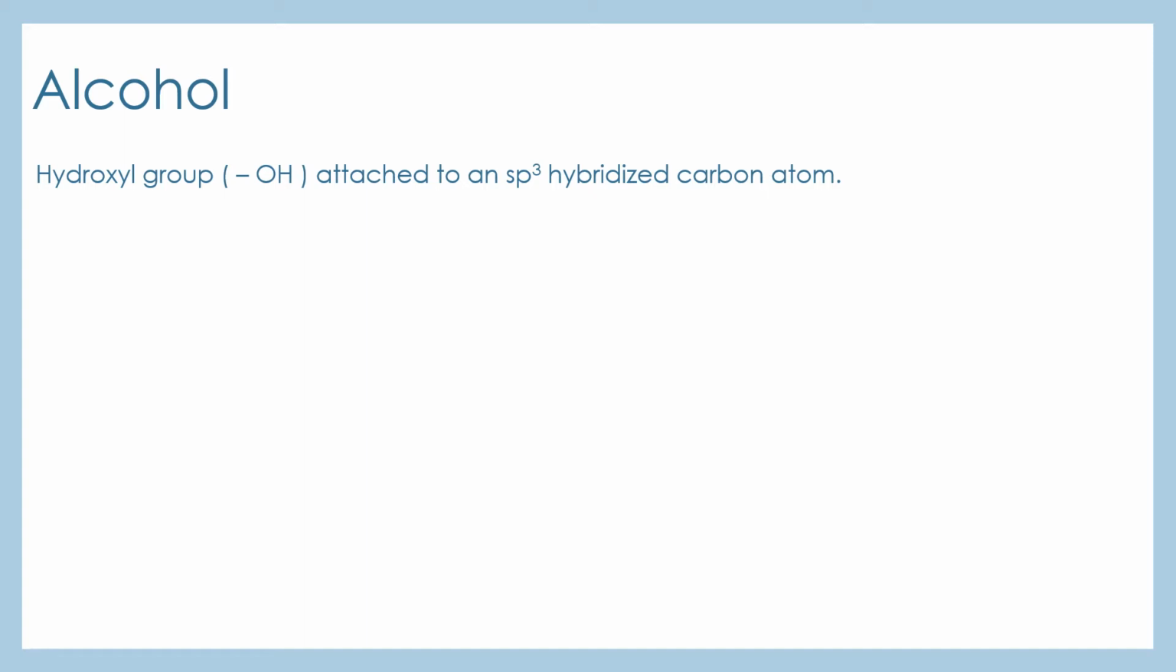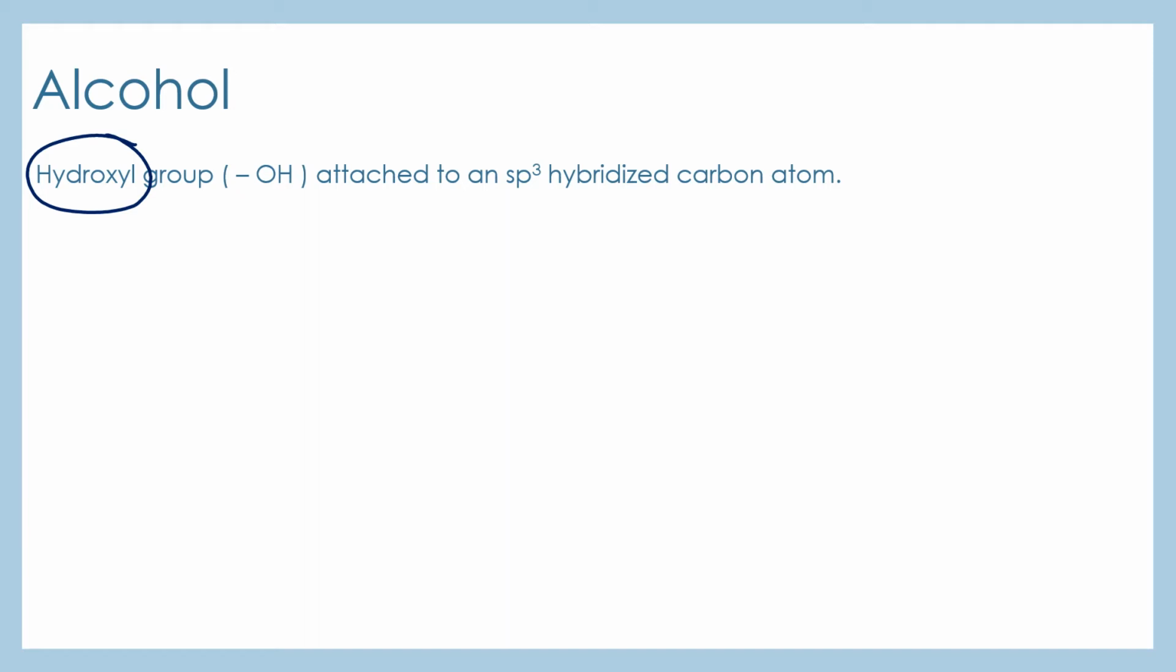Our next functional group are alcohols. And this is when you have the hydroxyl group, which is OH, attached to an sp3 hybridized carbon atom. And this is really important, the sp3 hybridized carbon atom, because you will see the OH group in one other functional group. I also want to talk about the name hydroxyl real fast.